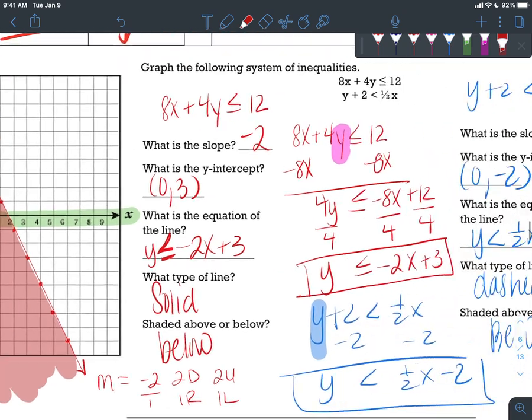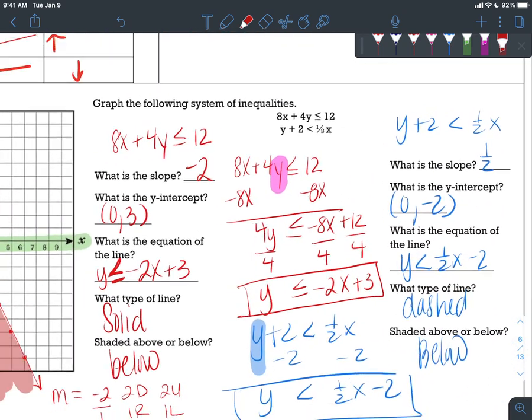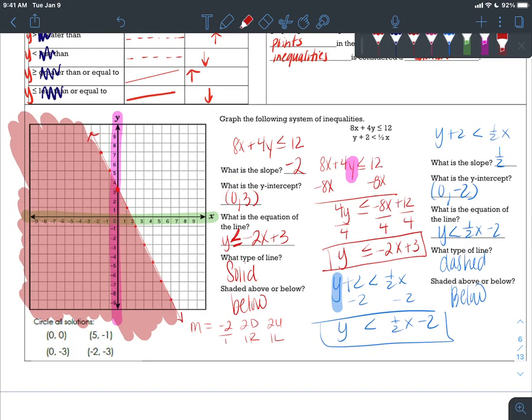Okay, so let's look at this one in blue. Y less than 1/2 x minus 2. Okay, so first things first, I need to graph negative 2, so I'm looking at my y-axis, negative 2. My slope is 1 over 2. 1 up, 2 to the right. Opposite direction, 1 down, 2 to the left. So I'm going to go 1 up, 2 to the right.